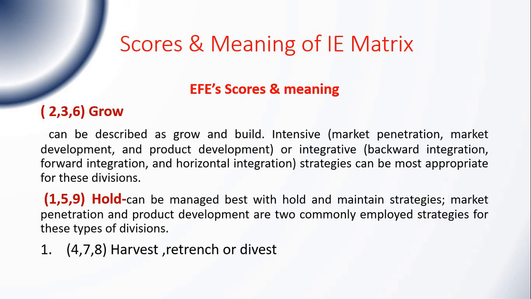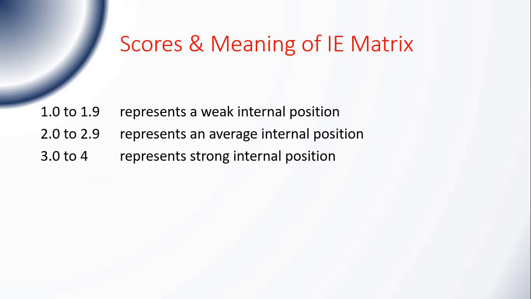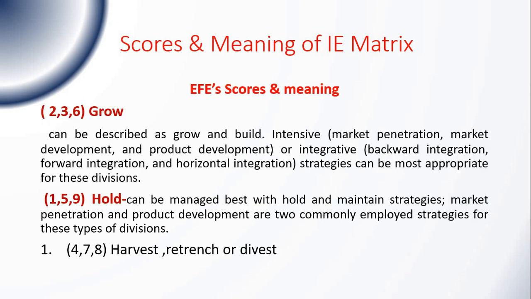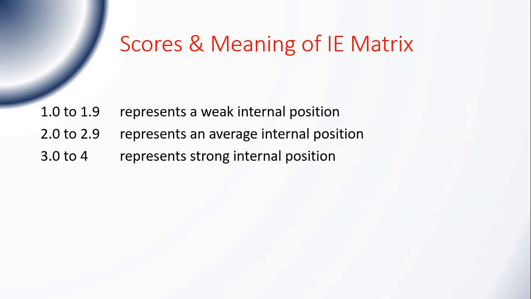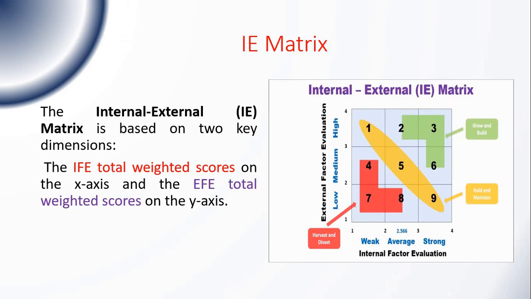Let's discuss the external factors scores. For internal factor evaluation, if the score falls between 1 and 2, internally we are weak. If it falls between 2 and 3, internally we are average. If it falls between 3 and 4, internally we are in a strong position. For external factors, I'm just going back. So see it here, 2, 3, 6, where the strategy can be a growth strategy.